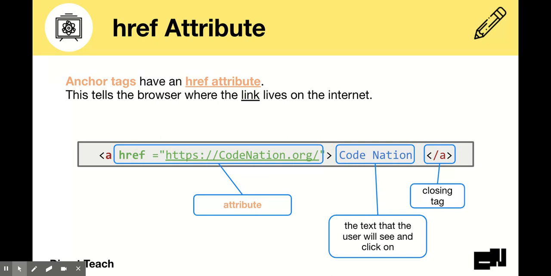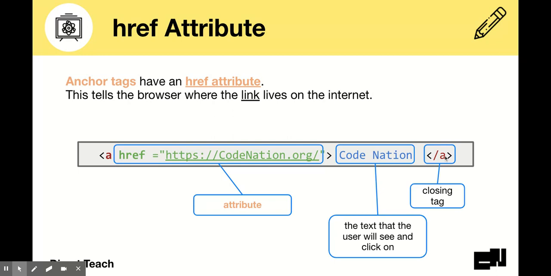Anchor tags have a specific attribute called href. This tells the browser where the link lives on the internet. So here's how we can write an anchor tag. We start with the opening angle bracket, a, and then href, which is the attribute, equals, and then quotes, where the link lives. So in this case, it's codenation.org. So all of this is the opening anchor tag.